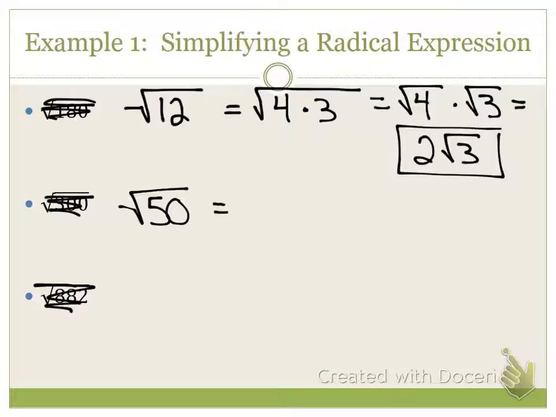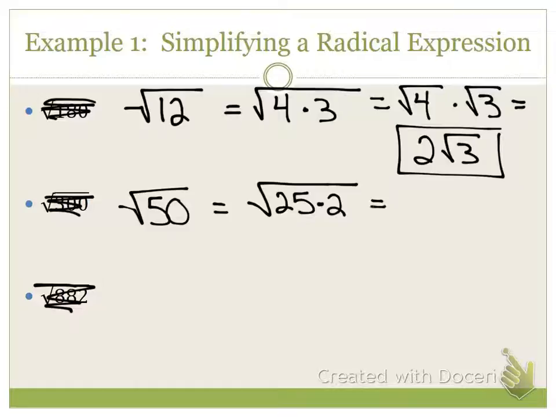Square root of 50. I want you to think of what two numbers can be multiplied together, and one of those numbers is a perfect square. Okay, find the perfect square factor. I'll give you a minute. Hey, what are my factors? 25 and 2. 25 times 2.